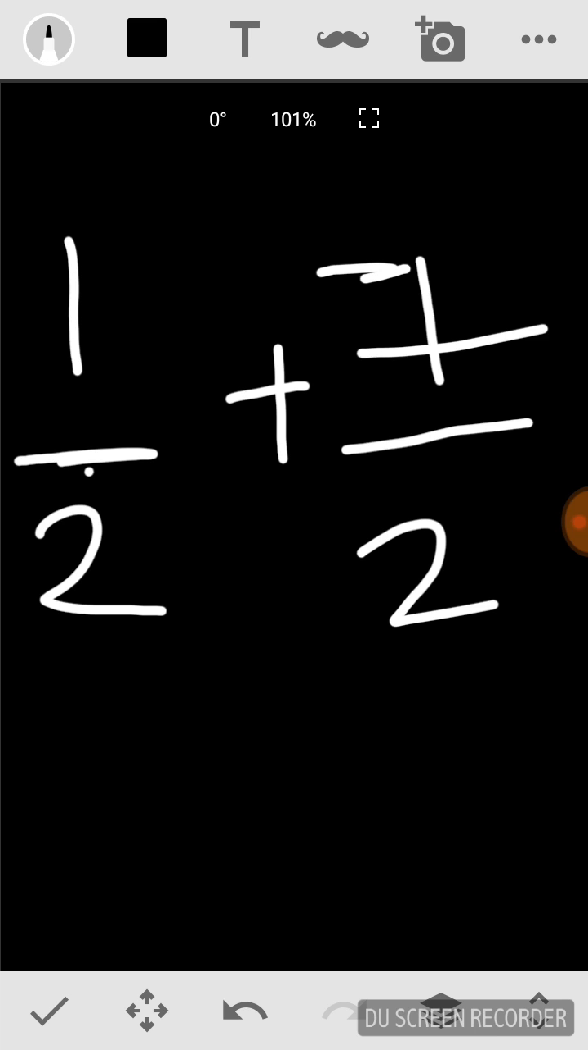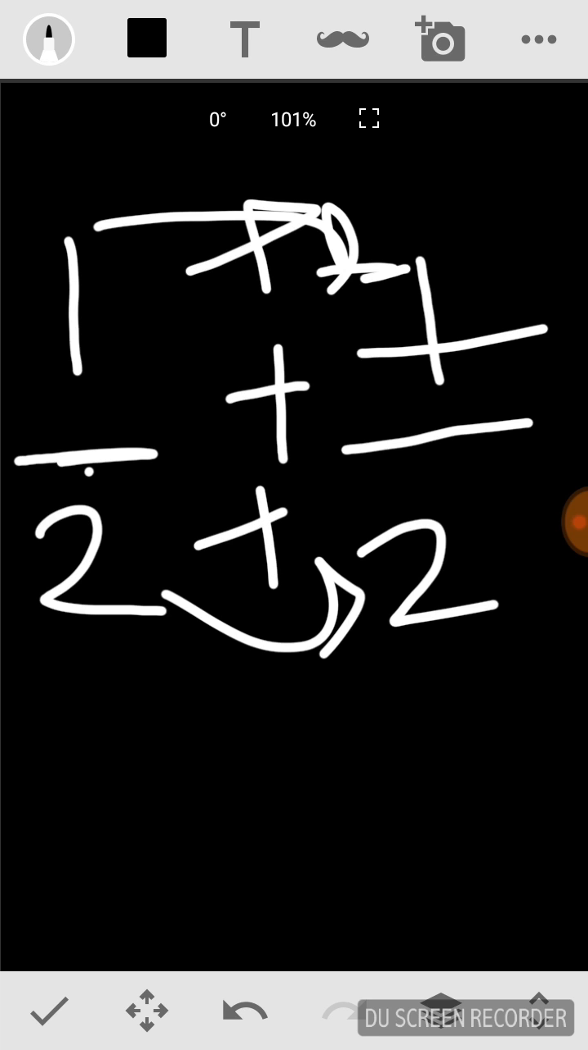If that is same, then you call it your like fractions. So 7/2 and 1/2, you add them straight away. 1 plus 7 and 2 plus 2. Okay, so that's 8/4. You must have heard of the lowest form.